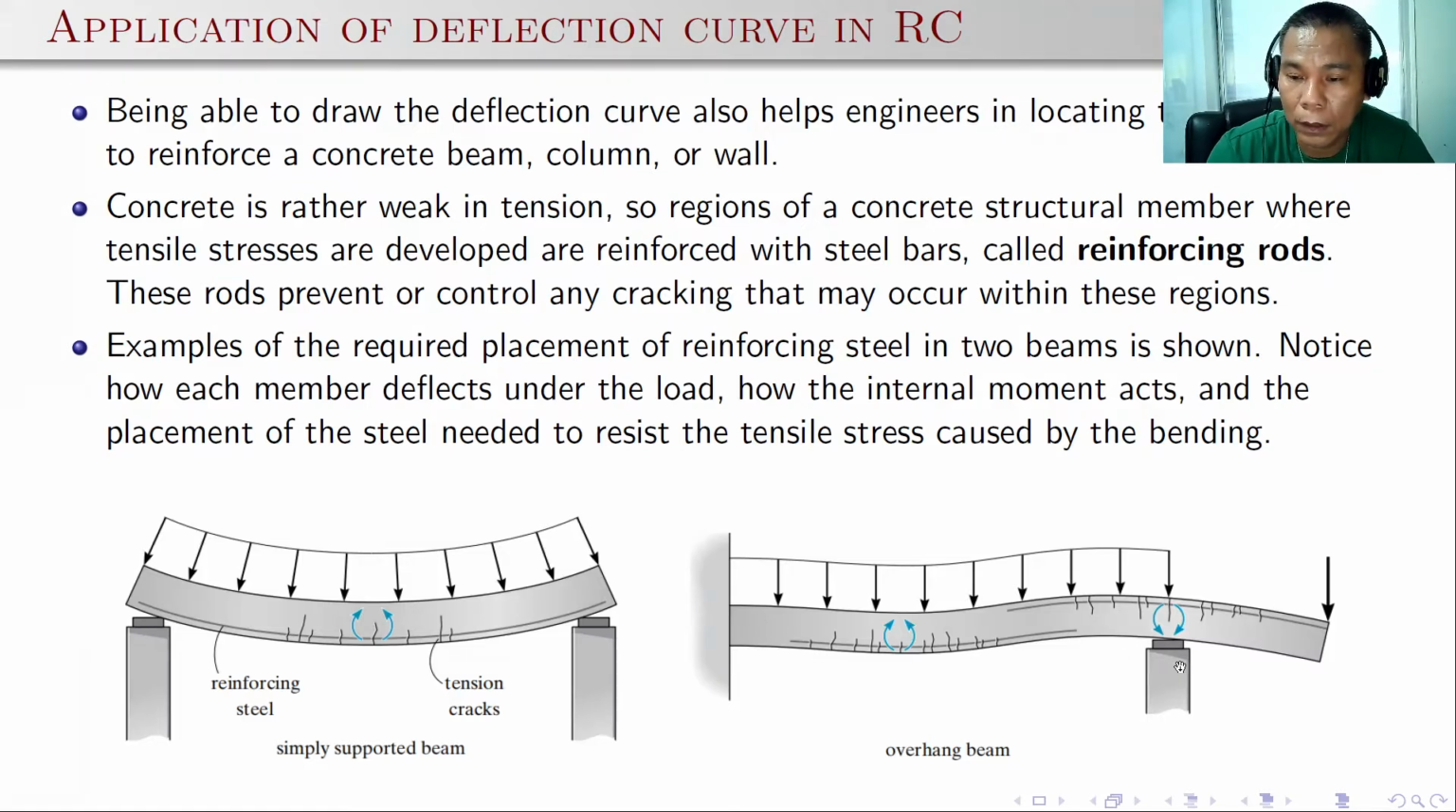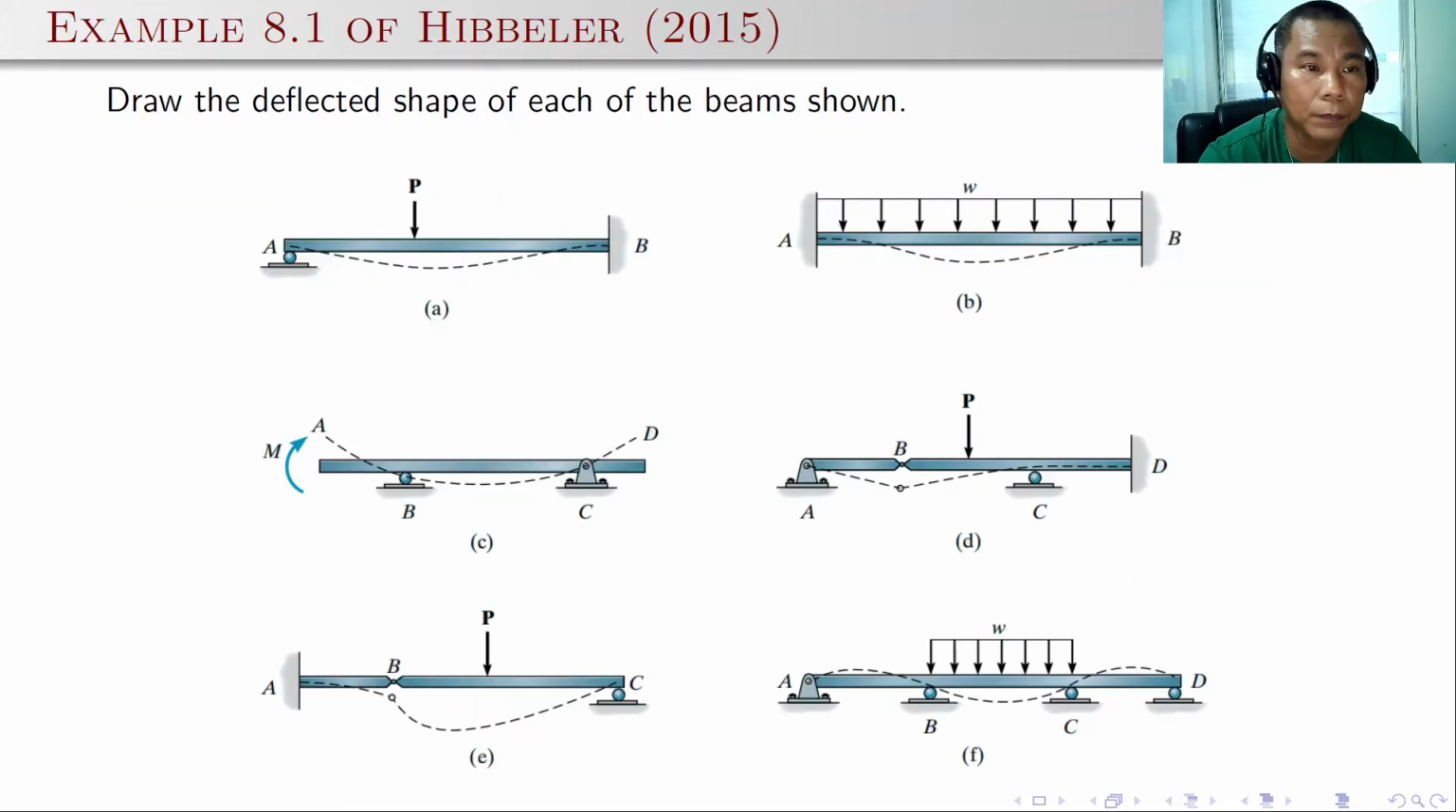Meanwhile, at the right hand support, the elastic curve is concave downward. So tension in the fiber is located at the top and compression at the bottom. So the reinforcement should be placed at the top of the support. So those are the applications of the elastic curve.